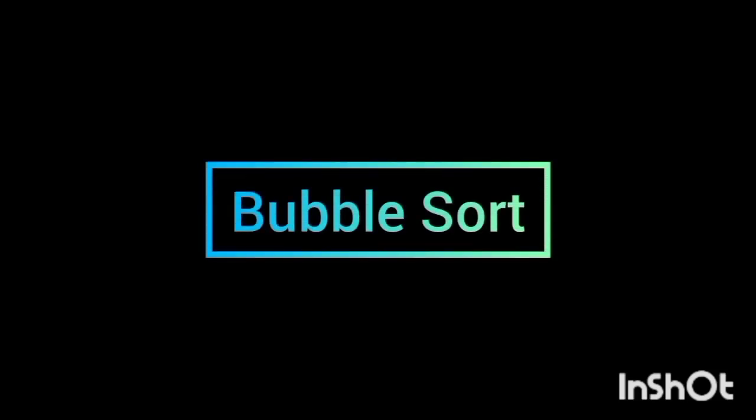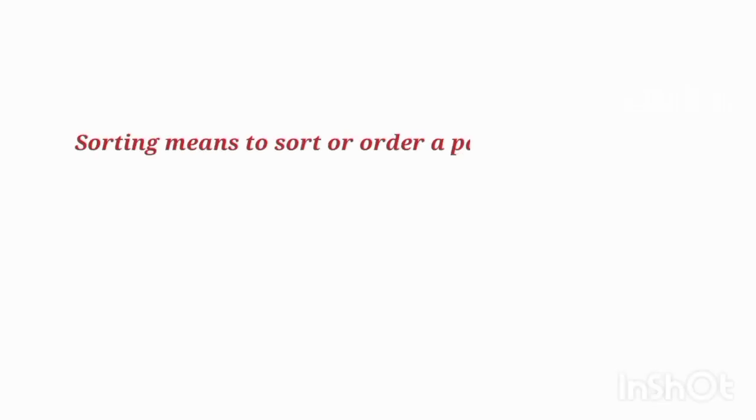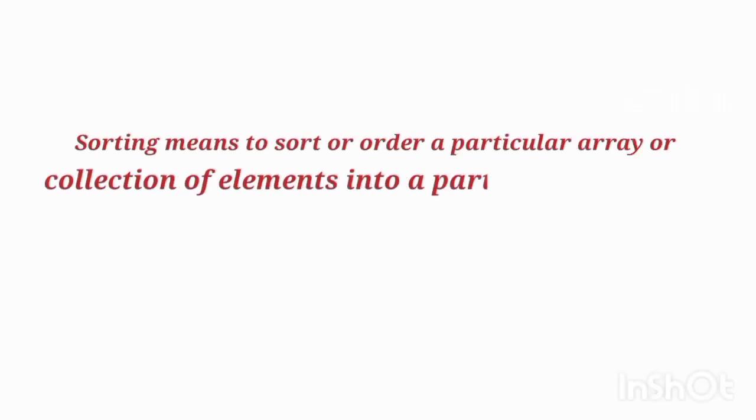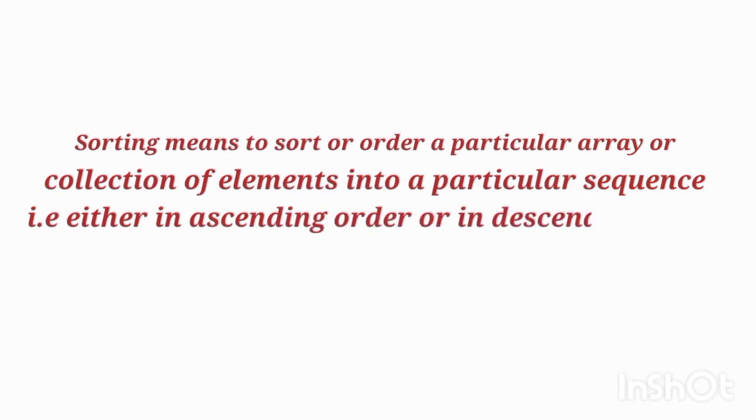Today's video we are going to talk about bubble sort. It is a basic sorting algorithm to sort the elements. First, let's understand what sorting is. Sorting generally means to sort or order a particular array or collection of elements into a particular sequence, that is either in ascending order or in descending order.